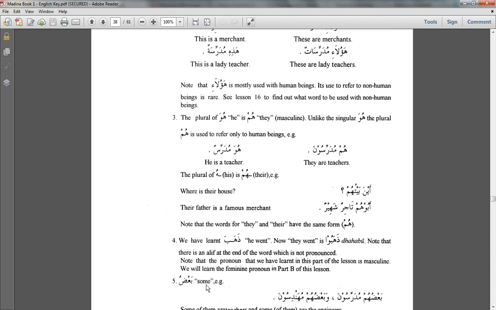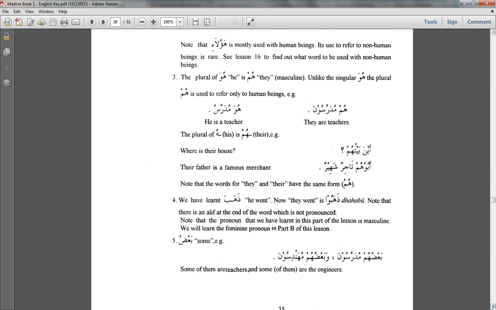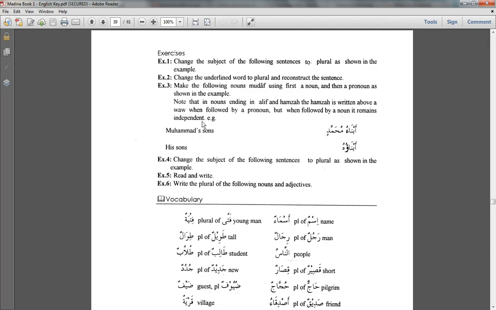The word ba'du means some. For example, ba'duhum mudarrisun wa ba'duhum muhandisun. And this word ba'd is also used in Urdu, ba'z log. So for Urdu speakers, they should be able to understand this. Some of them are teachers and some of them are engineers. Then the exercises and the vocabulary.